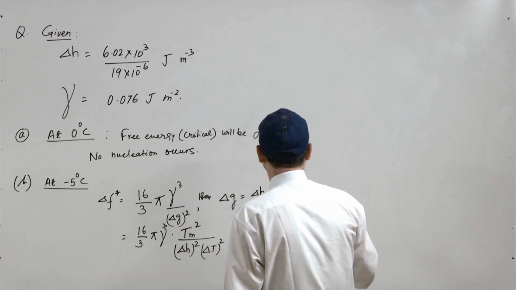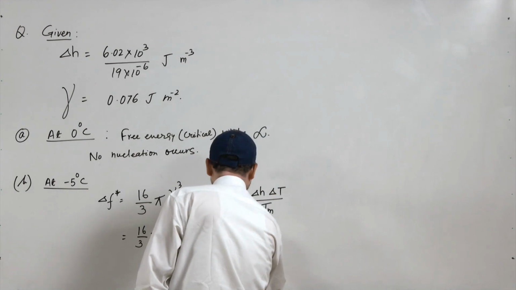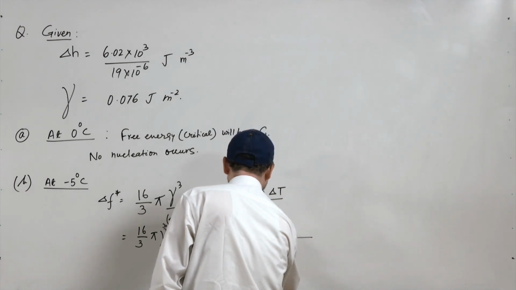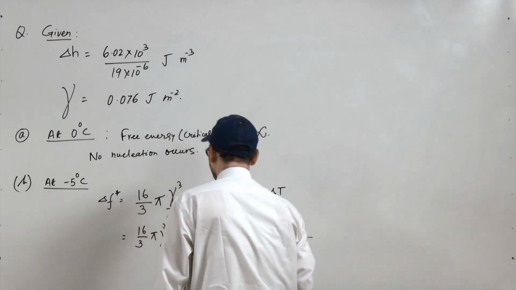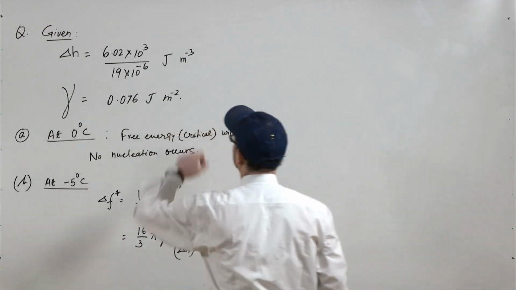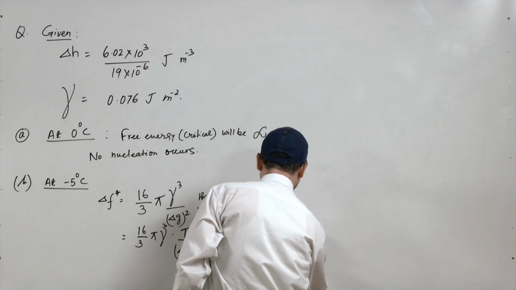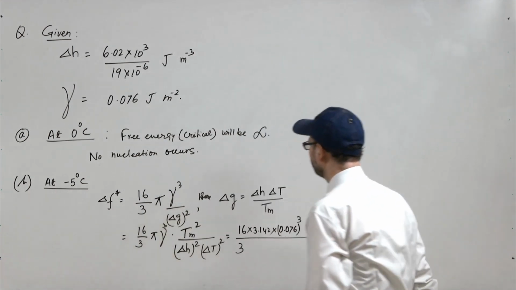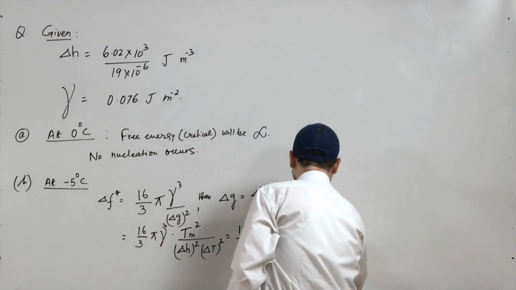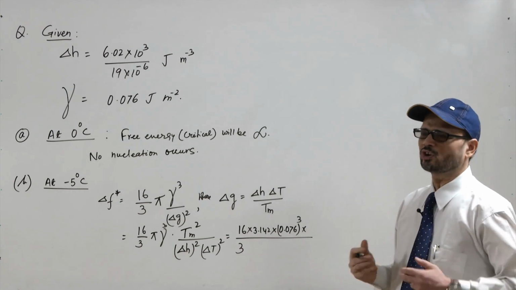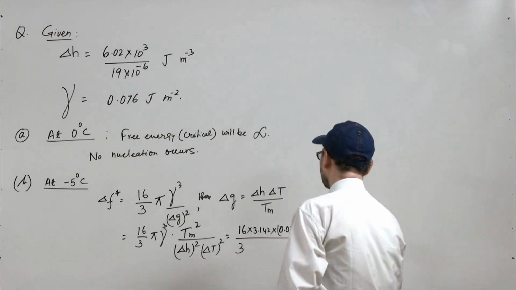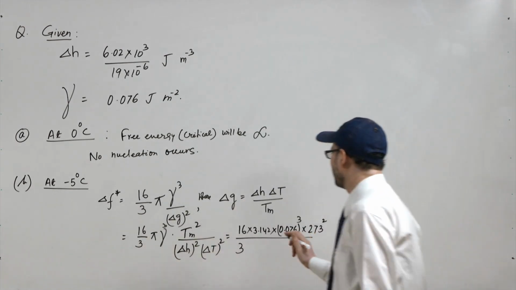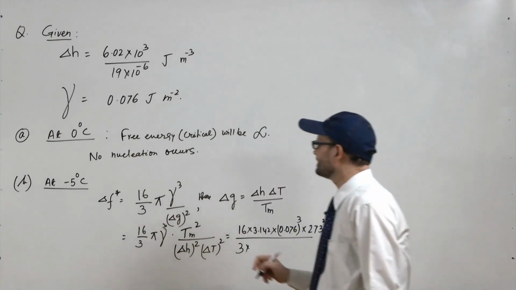So, we will substitute all the values. 16 upon 3, then pi, we can have 3.142, then gamma is 0.076 joule per meter square. So, it will be 0.076 raised to the power 3 into T m square. T m, as we know, is 0 degree C, so that is 273 Kelvin. So, it will be 273 square divided by 3 into delta H square.